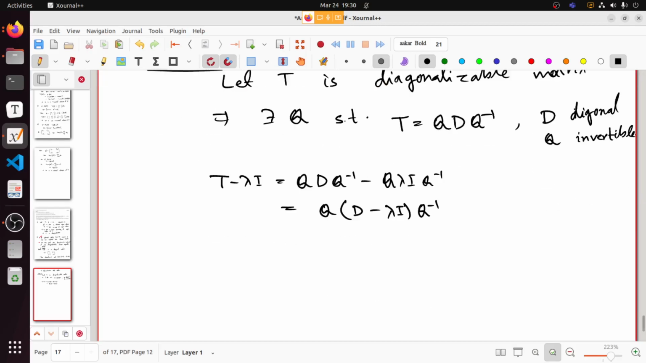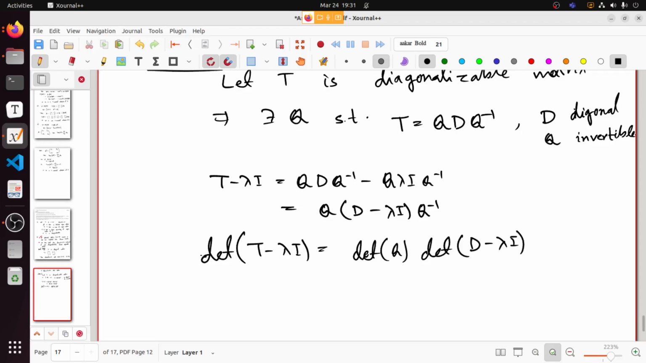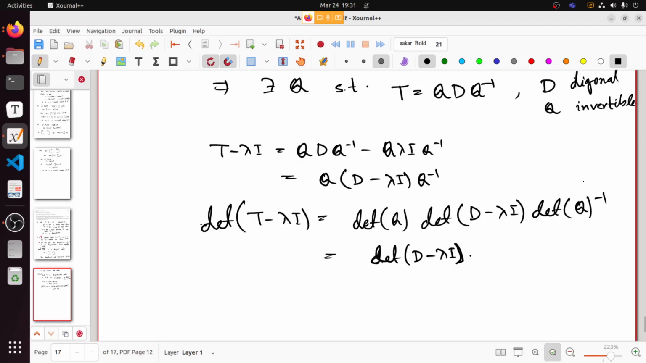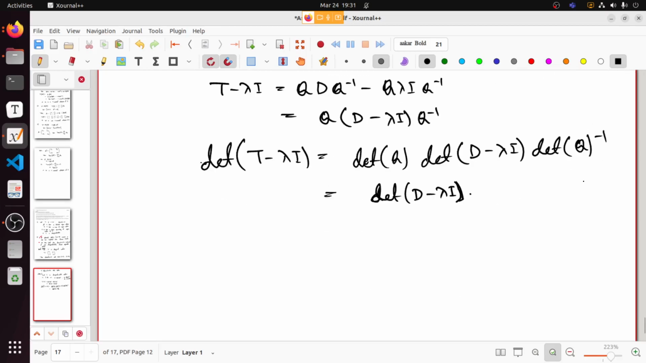Now if you take the determinant of this, it will be determinant of Q times determinant of (D minus lambda I) times determinant of Q inverse, because determinant of AB is determinant of A into determinant of B. The determinants of Q and Q inverse cancel, so it is simply determinant of D minus lambda I. So the characteristic polynomial of T is the same as the characteristic polynomial of D, but D is a diagonal matrix, so the characteristic polynomial of D splits.